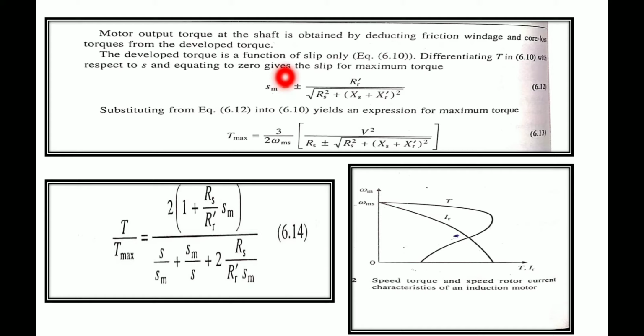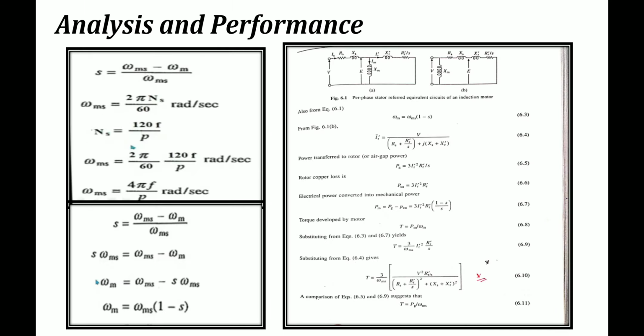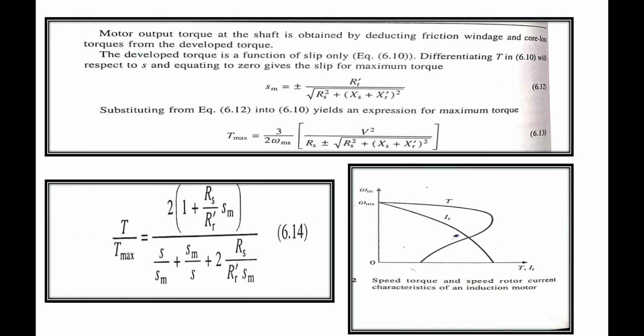What is slip? Slip is the difference between the synchronous speed and the actual rotor speed, divided by the synchronous speed itself. The torque developed in the induction motor is basically a function of the slip only. That is why equation 6.10 is differentiated with respect to slip s and equated to 0.